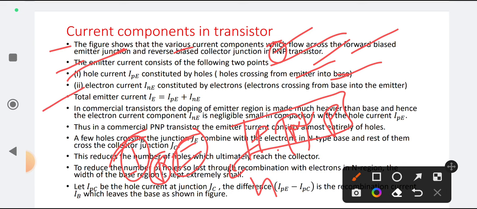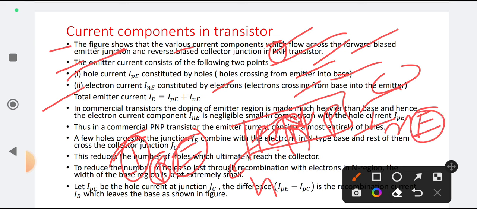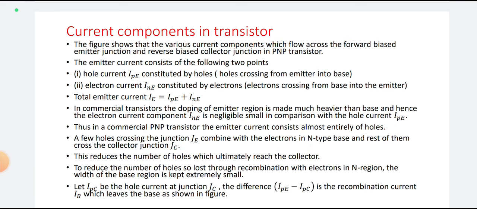Next, second point, electron current INE, constituted by electrons crossing from base into the emitter. Here, when holes are moving in this direction, electrons move opposite to them. When electrons move, then current is constituted. That current is denoted by INE, entering into the emitter. So that current is because of electrons. N means electrons, negative charge particles. P means positive charge particles.